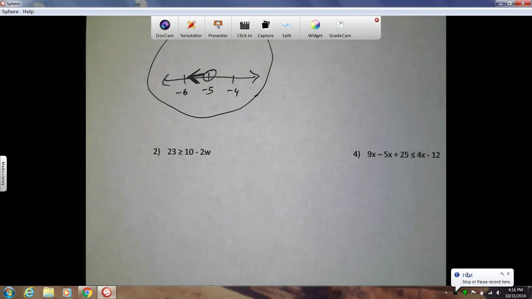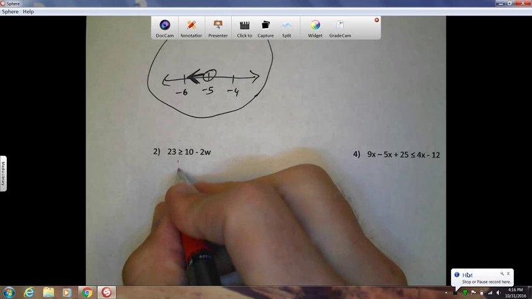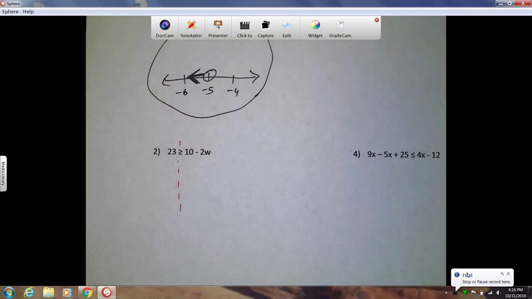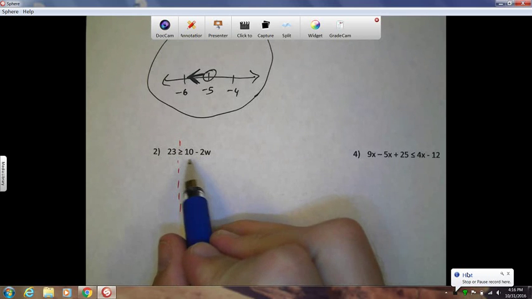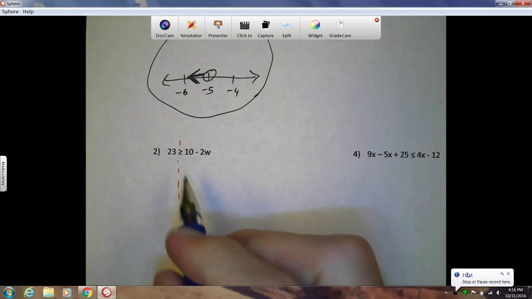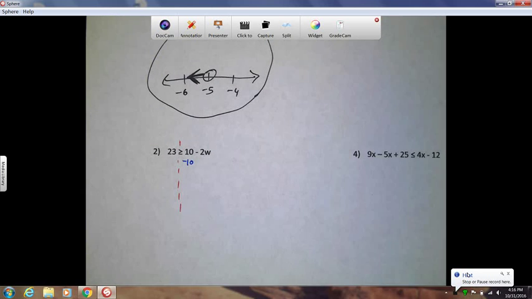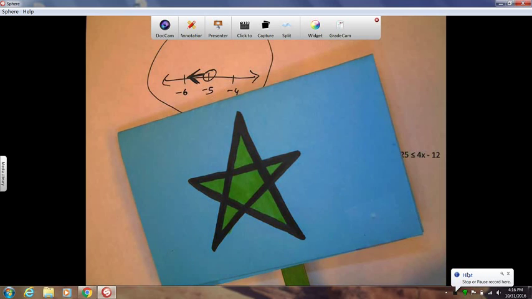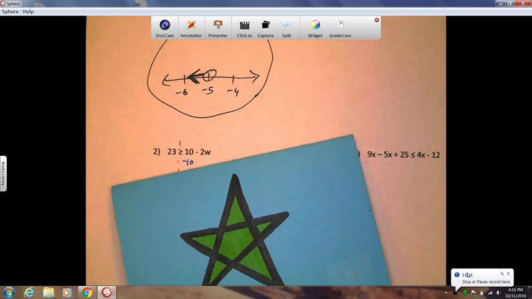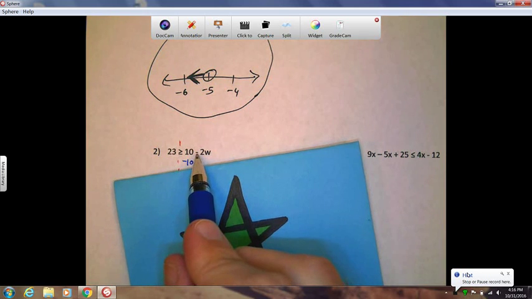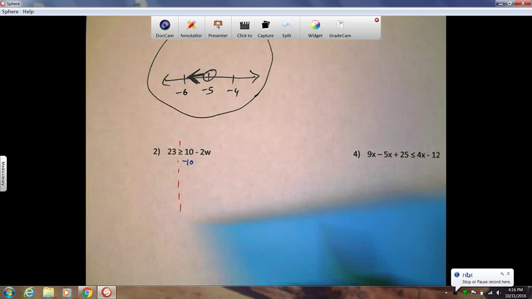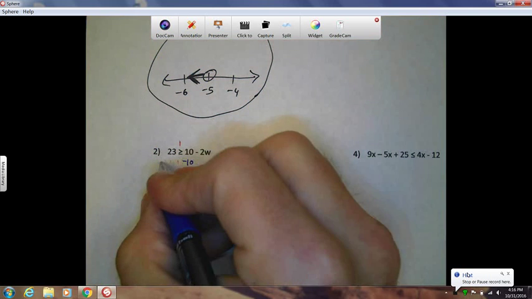Here's my inequality. I got to do the same thing on both sides. So I have 10 minus 2w. So I need to get rid of this 10. I need to subtract 10 because it's positive. Pay attention here. Many people think because this is subtraction you need to add 10. That's not correct. This negative goes with the 2. So subtract 10 on both sides.